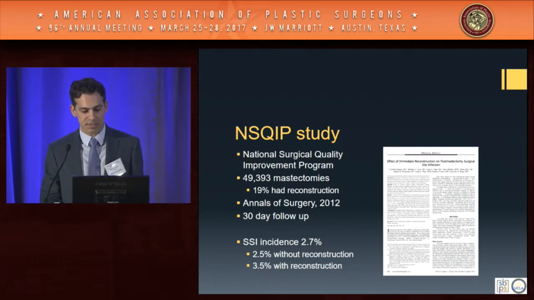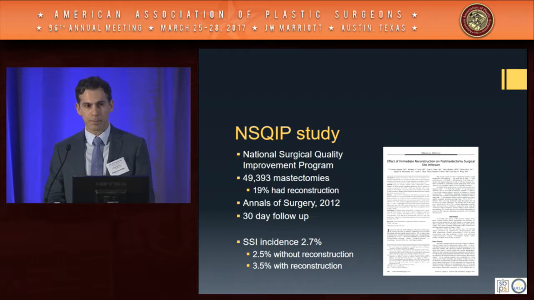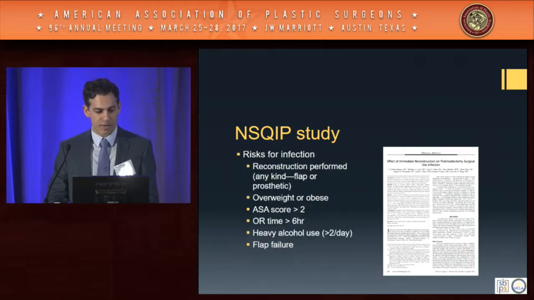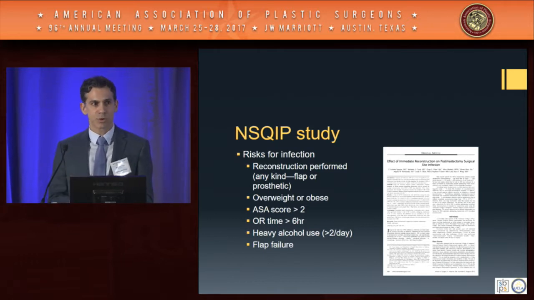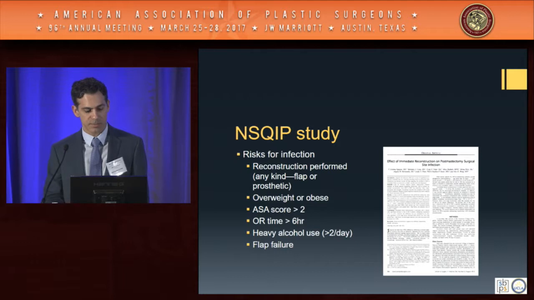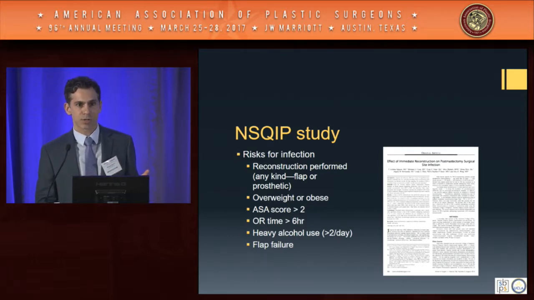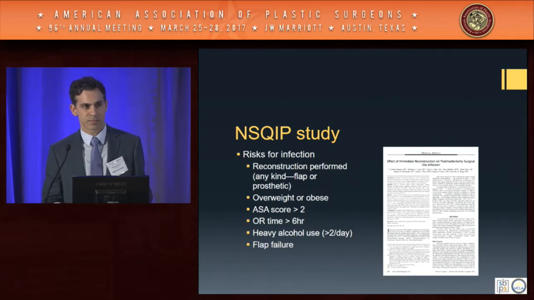They found that the incidence of infection in patients with reconstruction was 3.5%. So a pretty low number, and that would be a great number if it was really true. But don't forget, it's only a 30-day follow-up. So when they break down the different qualities as to what factors increased the risk of infection in those patients, there were a few very specific and helpful criteria there. One is if that patient had reconstruction, they were more likely to get an infection. So if they just had a mastectomy by itself, the infection risk was lower. But if they had reconstruction, the infection risk was higher.